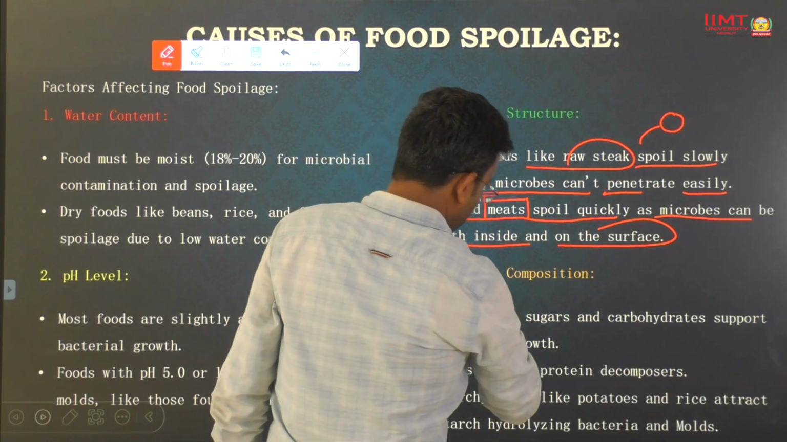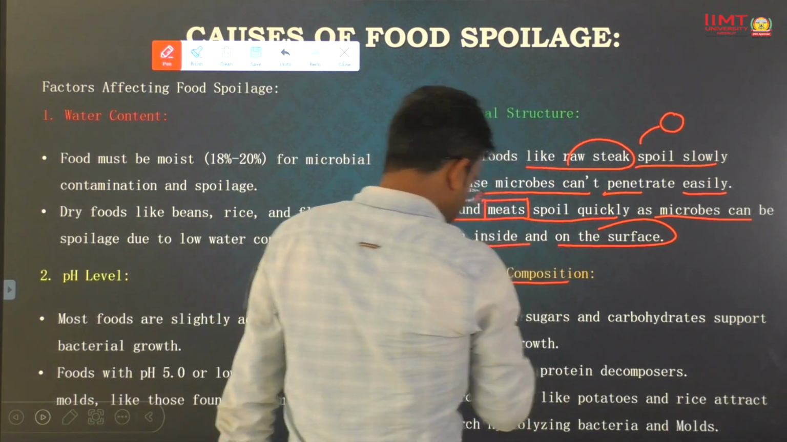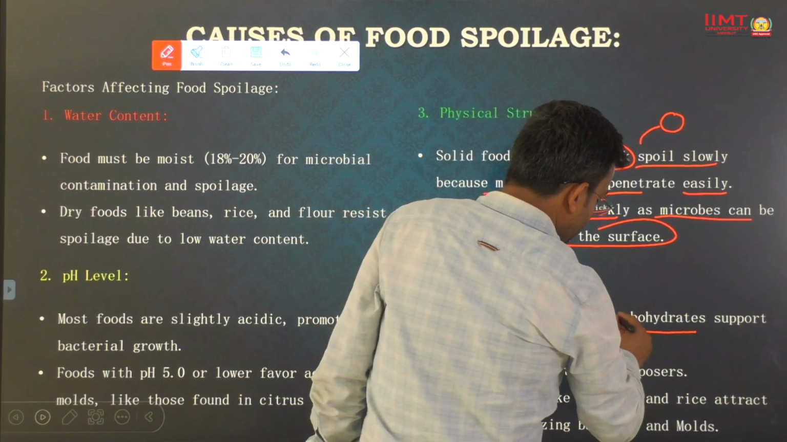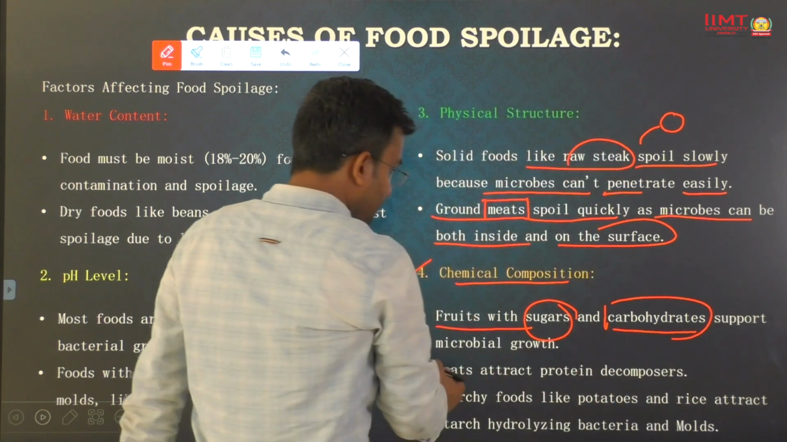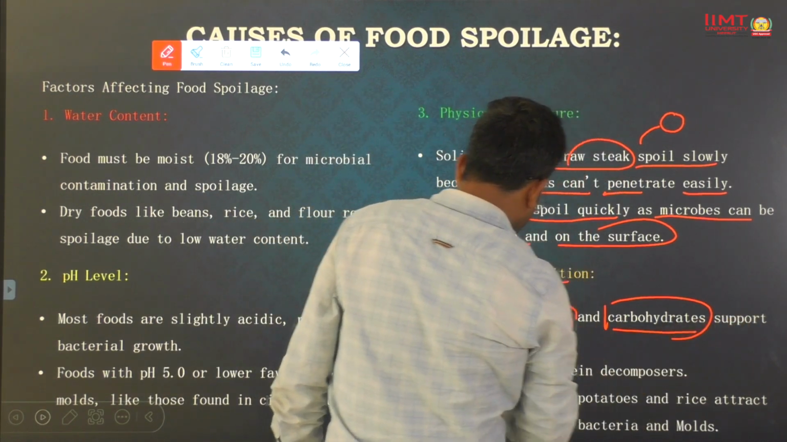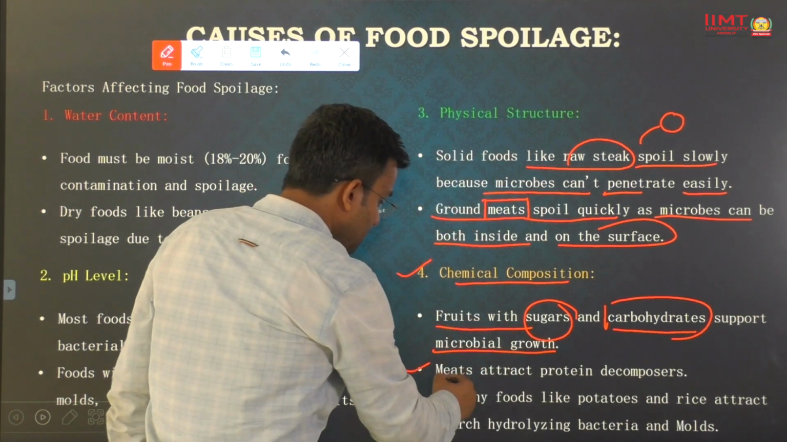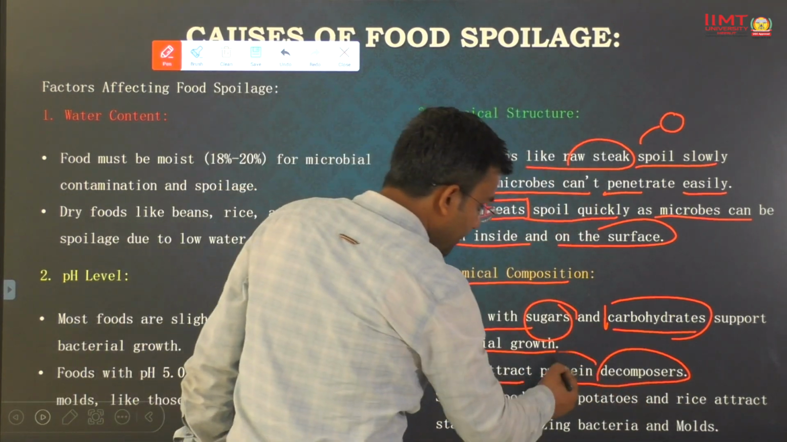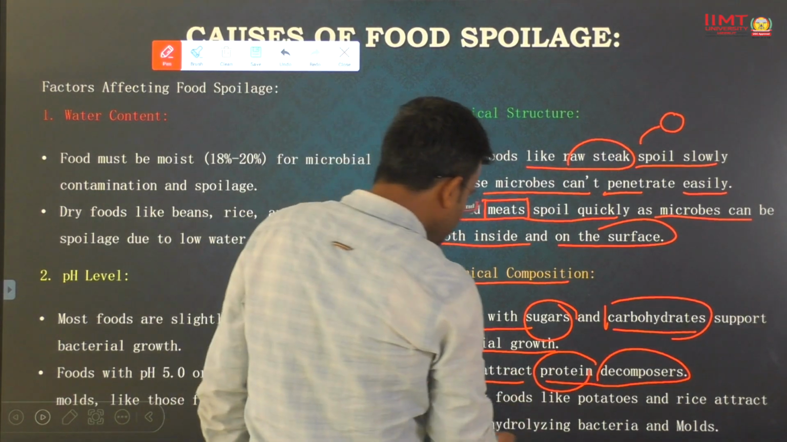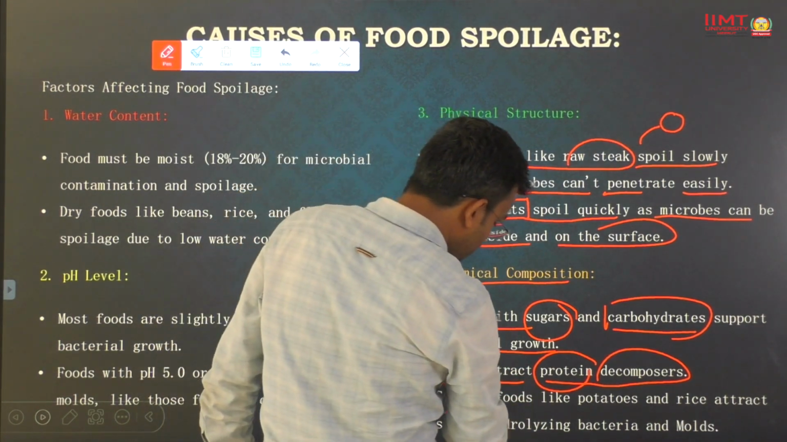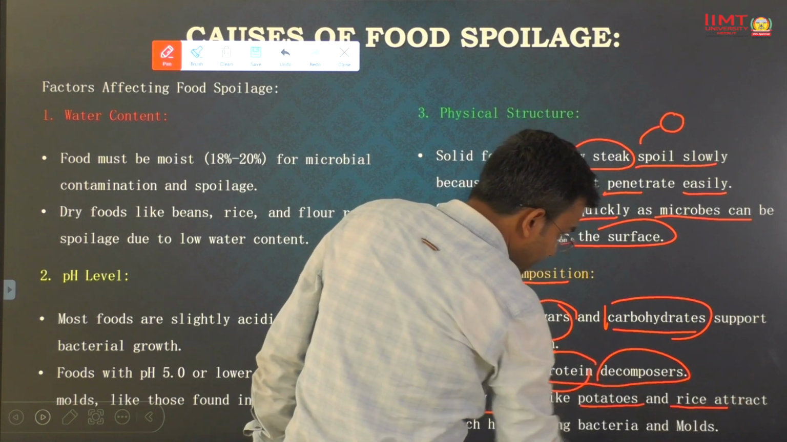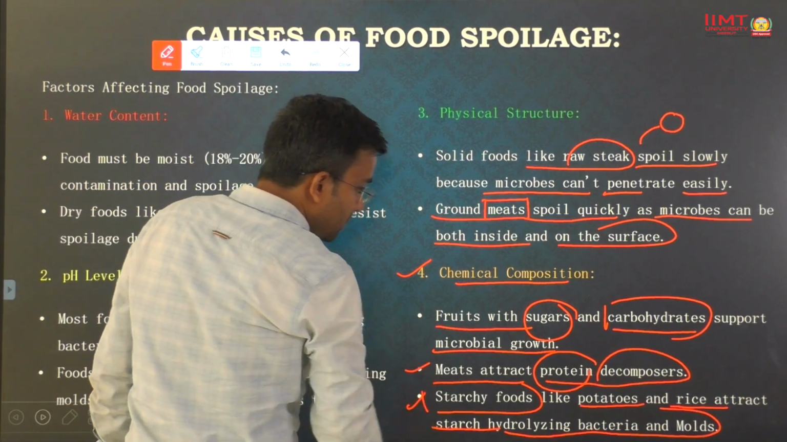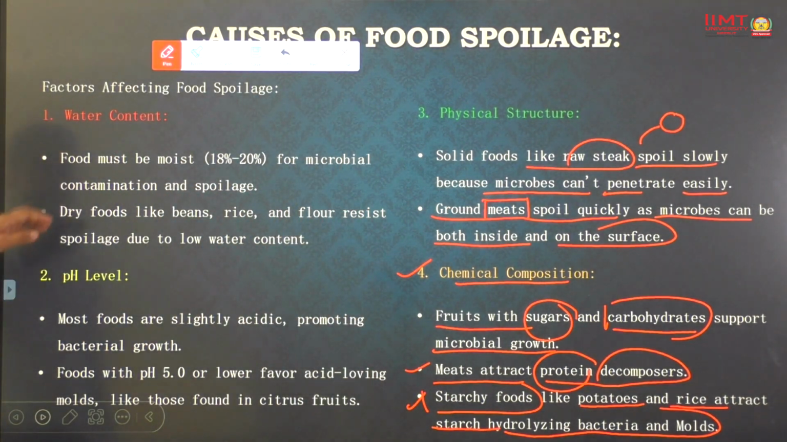And here is chemical composition. Fruits have sugar content and carbohydrates. These components support microbial growth, while in meat, protein attracts microbes and they decompose or spoil the food items. Starchy food, like potatoes and rice, attracts microbes that hydrolyze the starch, bacteria and molds. So starchy food is also a survival condition for microbes.